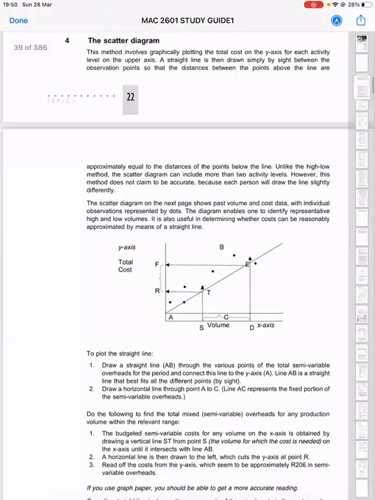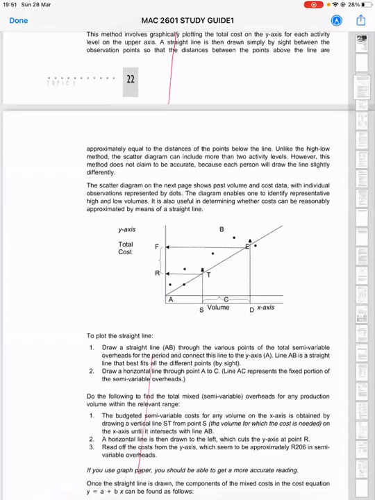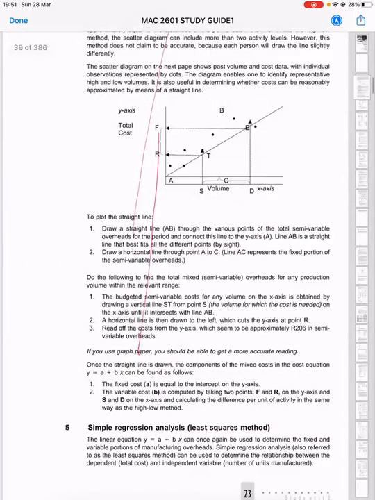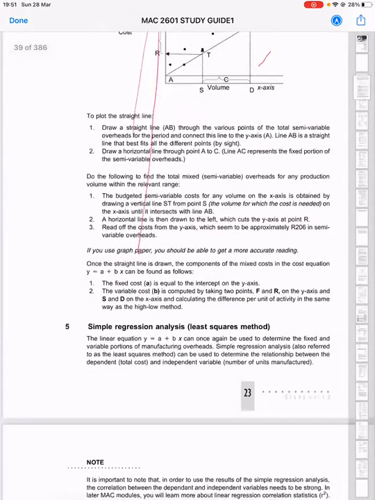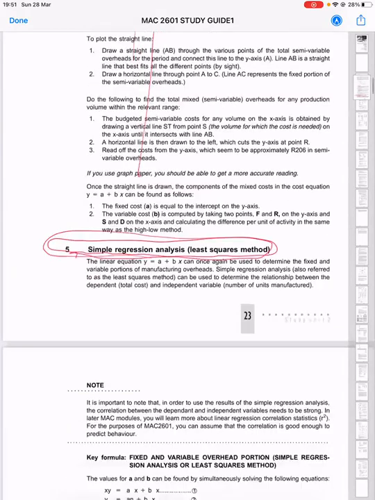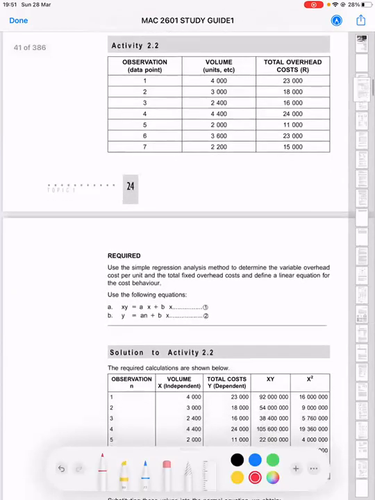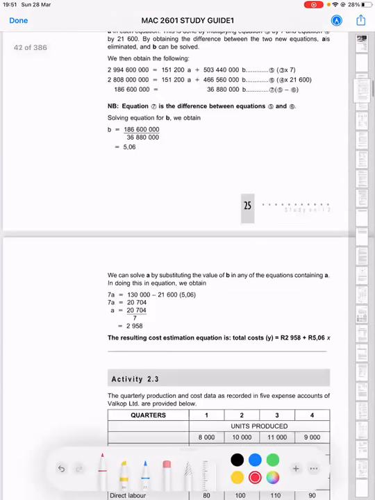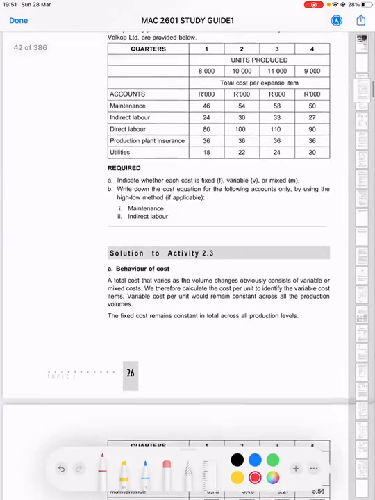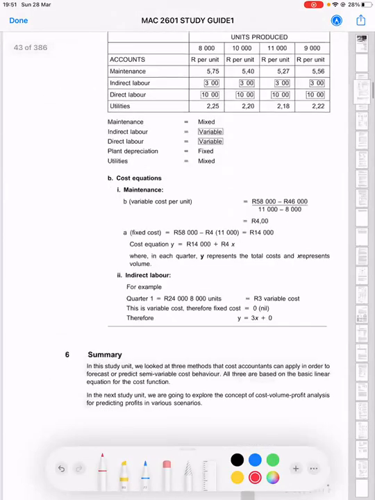Yes. All right, so you're not going to worry about the scatter diagram, people. No one is going to ask you about that scatter diagram, meaning that the next thing that we are going to do is going to be our simple linear regression. Simple linear regression is another method of separating those costs. We'll look at it in our next class.